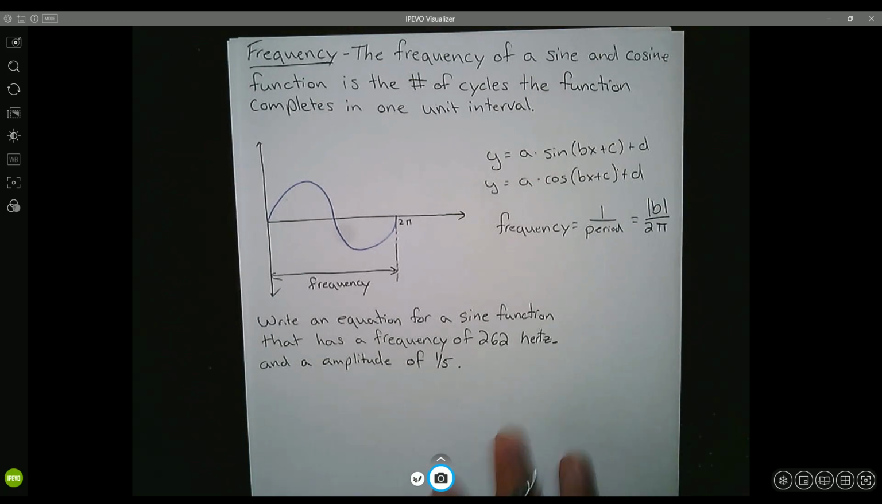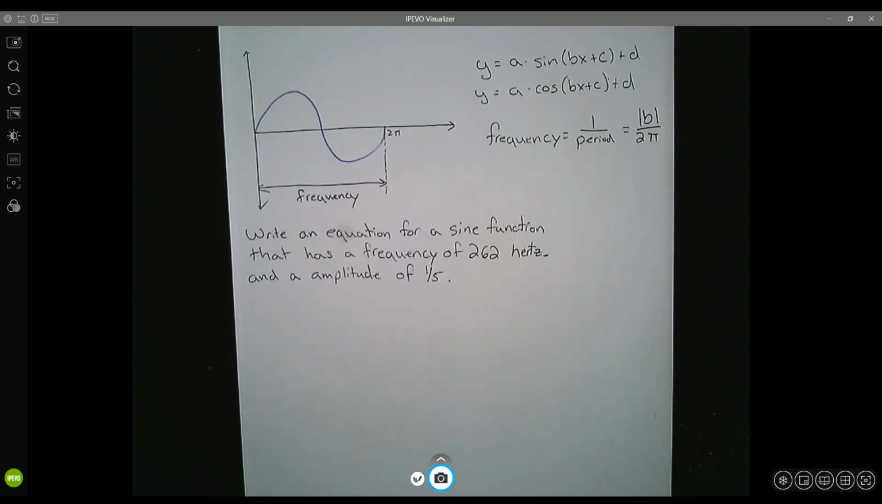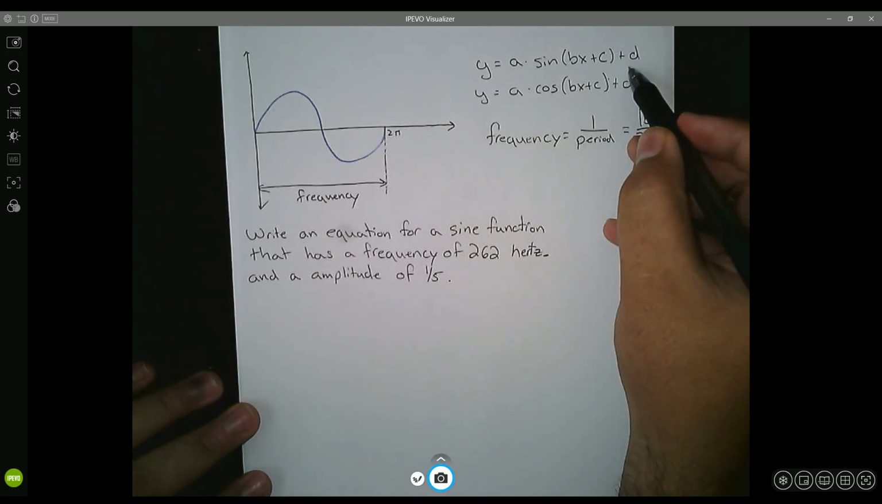What we typically do with this is write functions with these terms. So we're going to solve this equation. It says write an equation for a sine function that has a frequency of 262 hertz and an amplitude of 1/5. So once again, we're going to have to be using this general function.